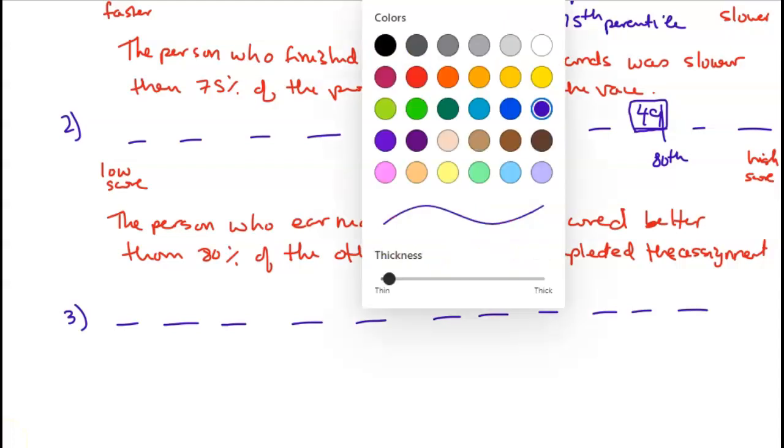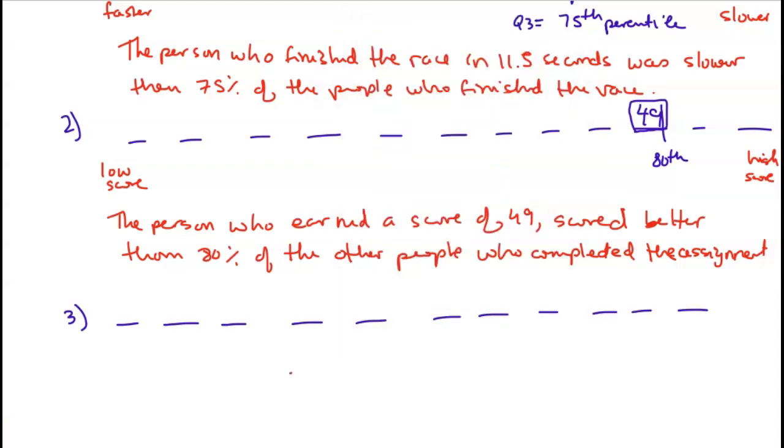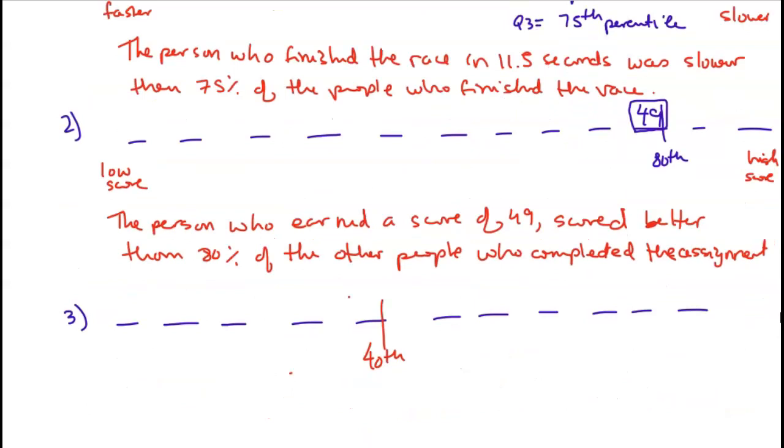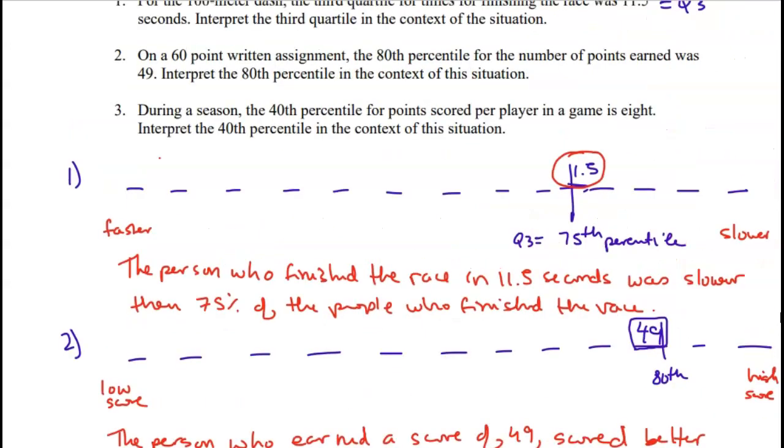So the 40th percentile is basically the place where, see, this is the 40th percentile. For this score right here, 40% of the people score below it, 60% score above it. The 40th percentile is 8, so that's how many points the player scores. The scores to the left are lower, the scores to the right are higher. So let's interpret.